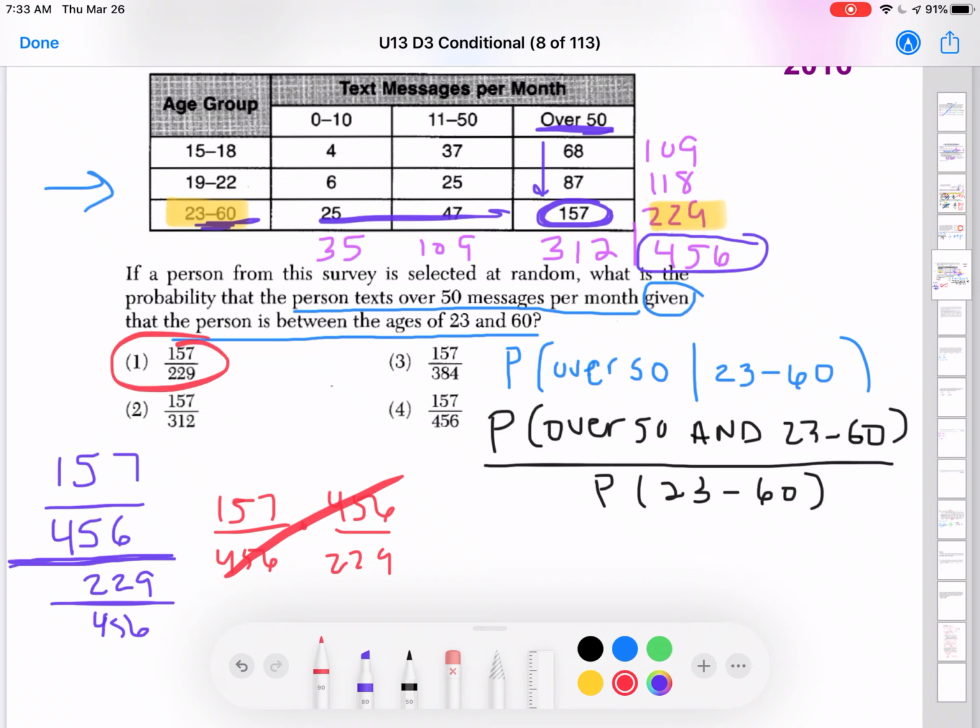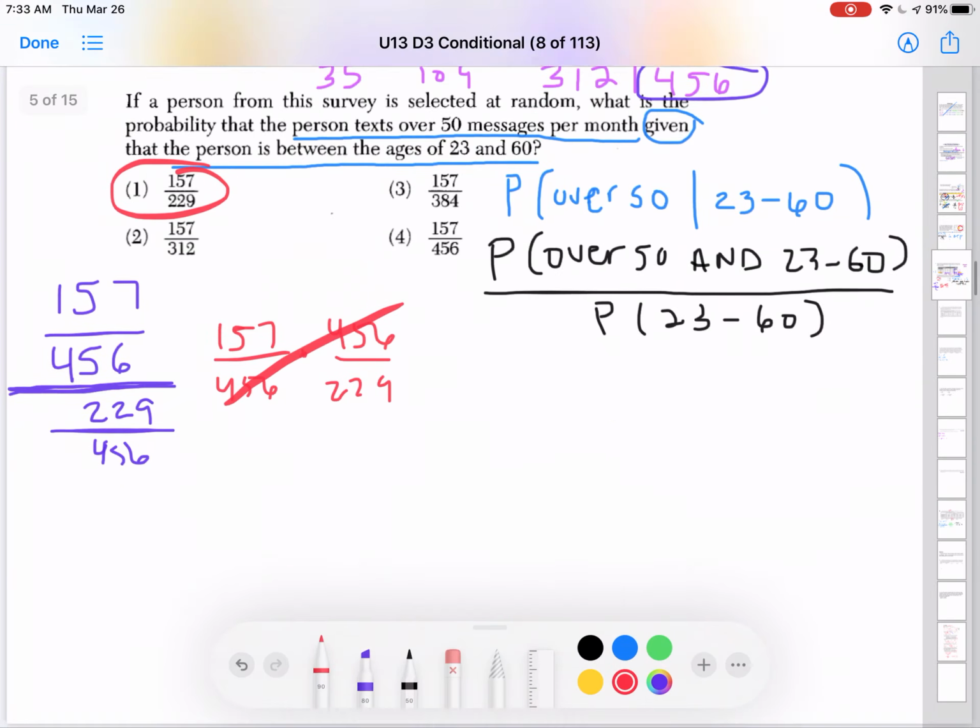Great Regents questions for you guys to be able to do, so maybe pause it, rewind it, do it again. Really good question. All right, we're going to skip 4. We don't need to do everything.